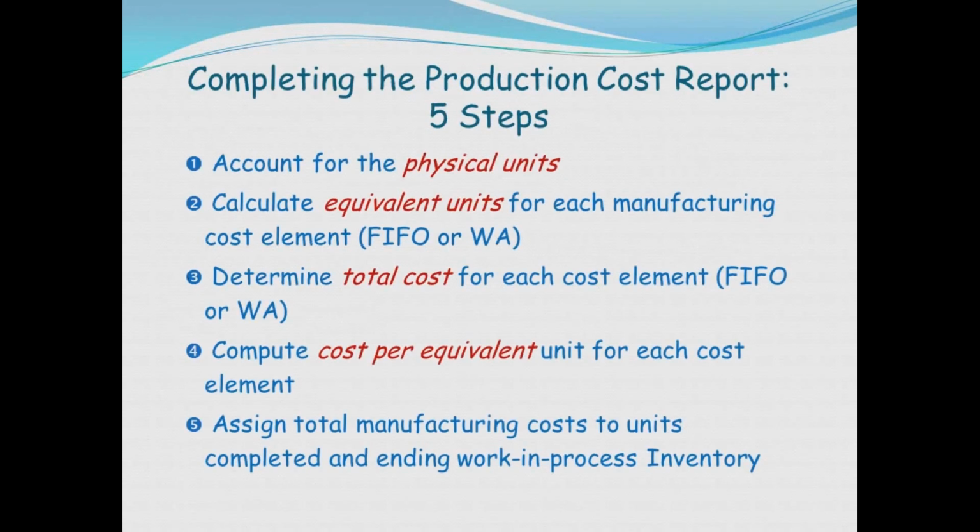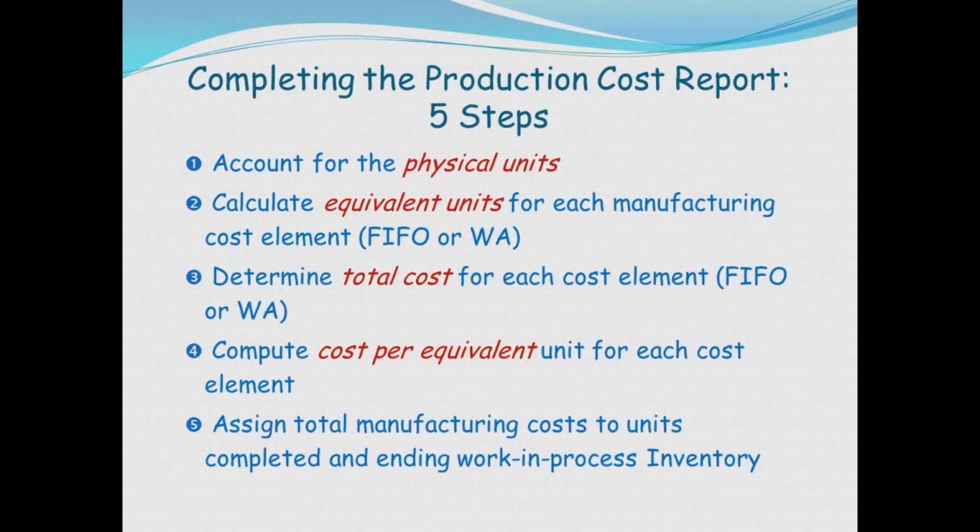Okay, so the production cost report is what brings together the cost information in a process environment. And there are 5 steps to produce this report. First, you need to account for all of your physical units, the units that you're selling. Think of wine, ounces of wine. Second, you want to calculate your equivalent units. The numbers will be different for FIFO and weighted average. And we'll go through an example taking weighted average all the way through. And we'll go through the same example taking FIFO all the way through.